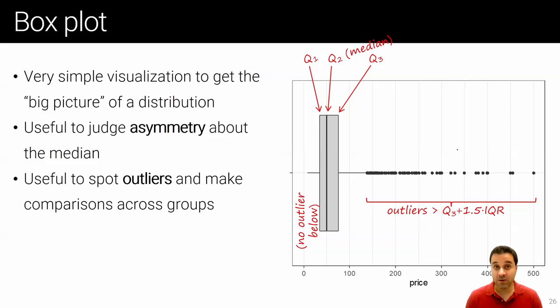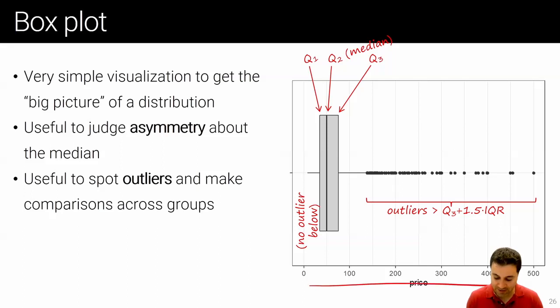And we also have something called the box plot, which is a very simple visualization to get a rough picture, a big picture of a distribution. And it's very useful to judge the asymmetry about the median. So is the distribution kind of symmetric, or is it skewed towards high values or low values? How it looks like is like this.